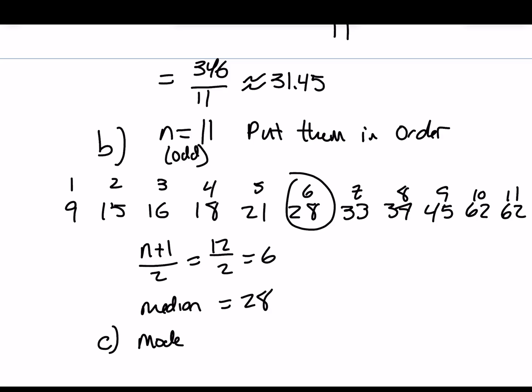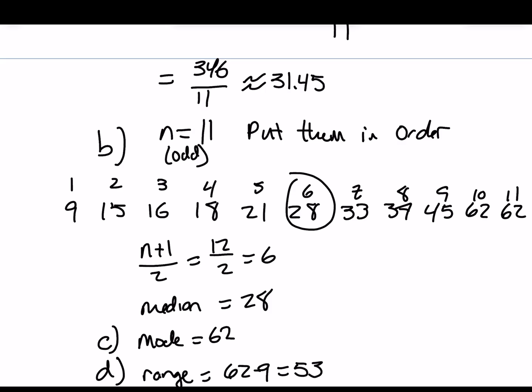Well, the mode is the number that occurs the most, and the only number that occurs more than once in this data set is 62. So our mode is equal to 62. And then our range is easy for us to see when we are in order. So 62 minus 9, which is equal to 53. So that's how we would compute the mean, median, mode, and range.